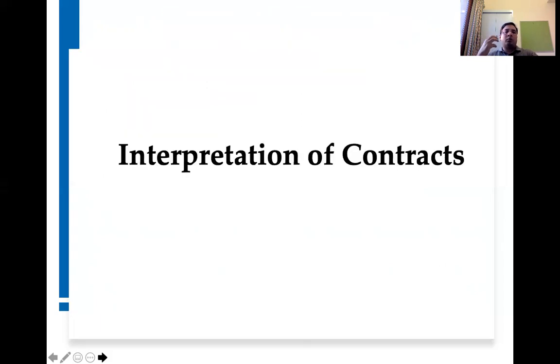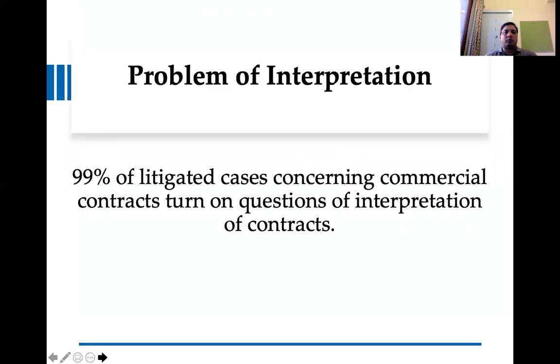Having looked into the exclusion clauses, now let's look into the topic of interpretation of contracts. Research shows that 99% of litigated cases concerning commercial contracts turn on questions of interpretation of contracts. So most litigation happens when parties quibble or dispute certain meanings of the contract. So that's why interpretation of contract is really important.